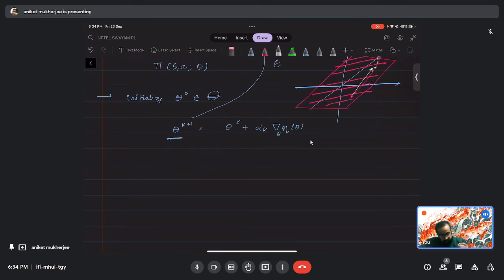Okay, so I think I'll just write what the policy gradient is. What is a performance measure, right? I think sir has defined the performance measure. Do you remember the performance measure for MAB?